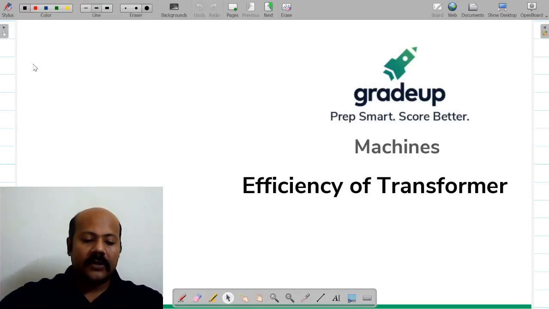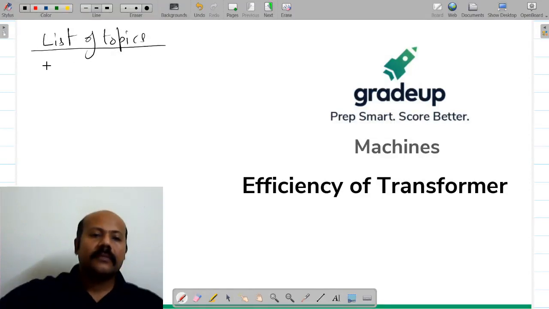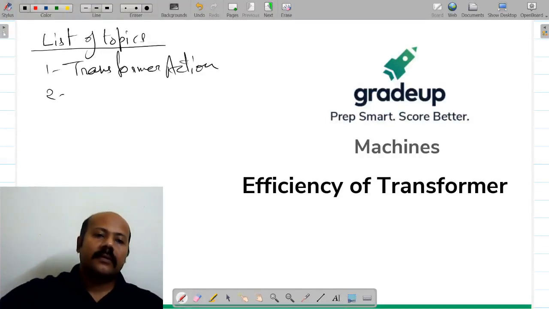So these are the list of topics we are going to cover today. Let me just write it down so that you have an exact idea what we are going to cover today. Transformer action we will be covering first. EMF equation for primary and secondary side.